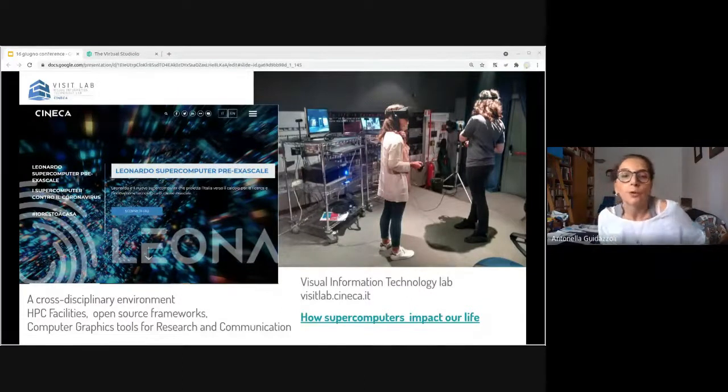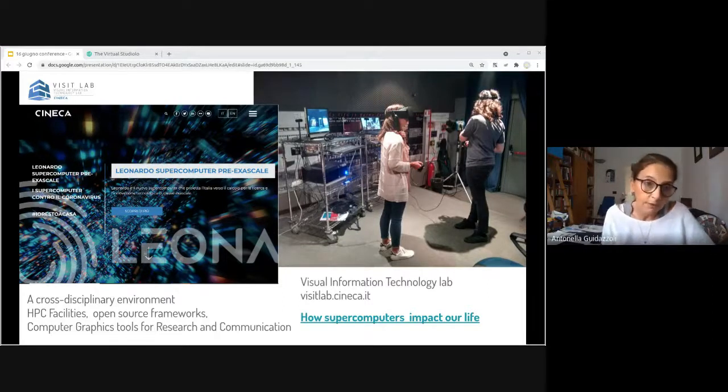I briefly introduce my institution, because I don't know if everybody knows Cineca. Cineca is a no-profit consortium made up of 67 universities, 9 research institutions, and the Italian Ministry of Education. And it was established in 1969, so we are quite old. And currently it's, let's say, the most powerful supercomputing center for scientific research.